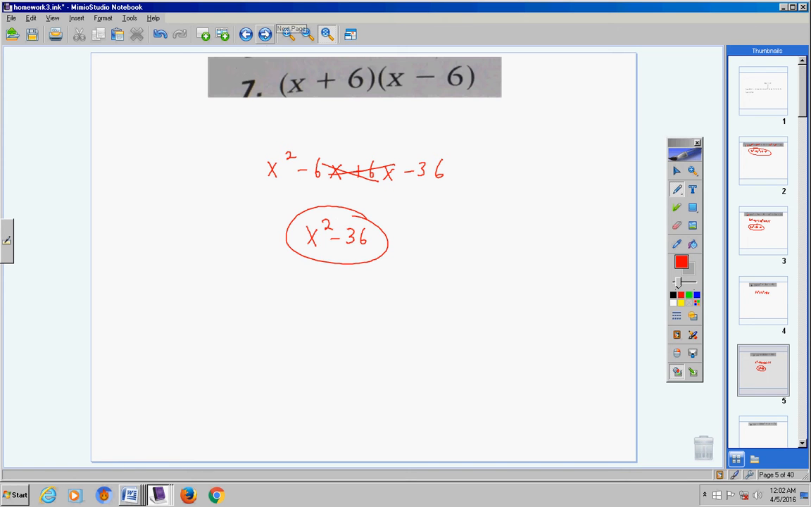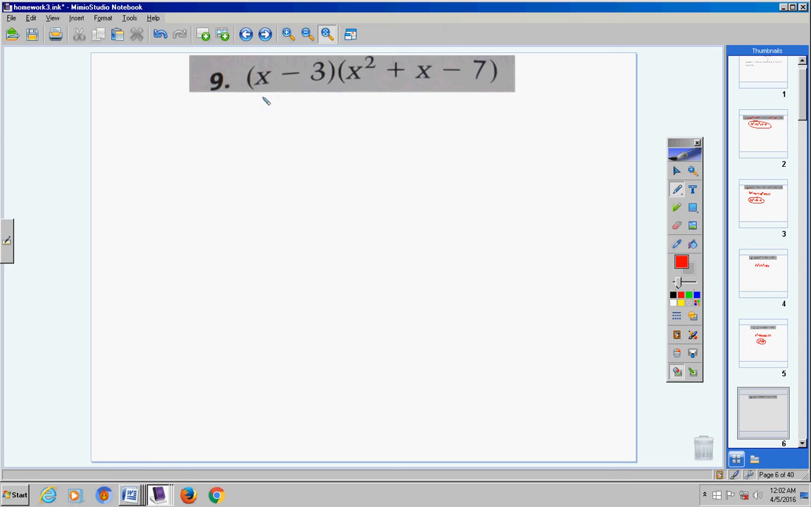Moving on to number 9. Okay, we have a binomial times a trinomial, okay? Now I know it's multiplication because the two parentheses are side by side. So I'm going to take this x and multiply it through. Then take this negative 3 and multiply it through, okay? Watch your signs when you distribute the negative 3. Alright, here we go.